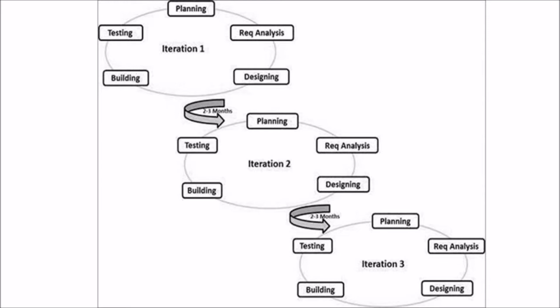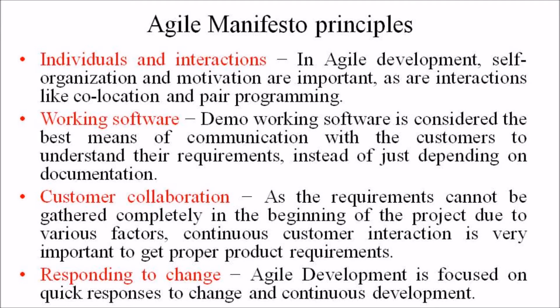Thus, we can tell that the following are the Agile Manifesto principles. Those principles are individuals and interactions. In Agile development, self-organization and motivation are important, as are interactions like co-location and pair programming. Second one is working software. The demo of working software is considered the best means of communication with the customer to understand their requirement, instead of just depending on documentation.